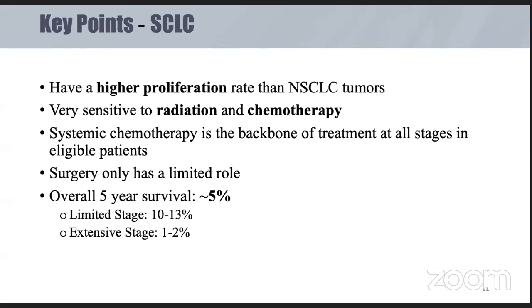Systemic chemotherapy is the backbone for treatment of all stages. We are using systemic chemotherapy, and surgery has almost no role in small cell lung cancer, so no role for surgery. The 5 years overall survival is around 5%. So this means if we have 100 patients today with small cell lung cancer, we can expect only 5 patients will stay alive after 5 years. And this 5 years overall survival for limited stage will range from 10 to 13%, and extensive stage 1 to 2%.